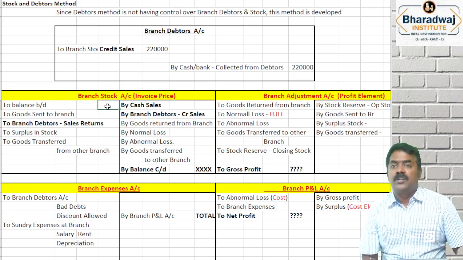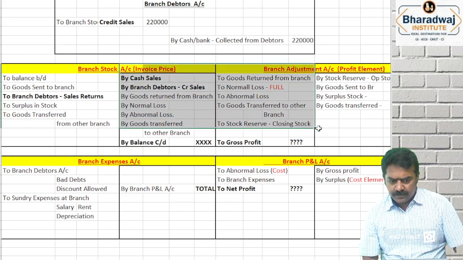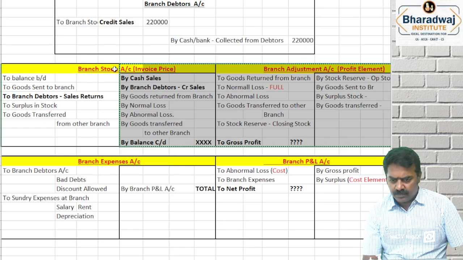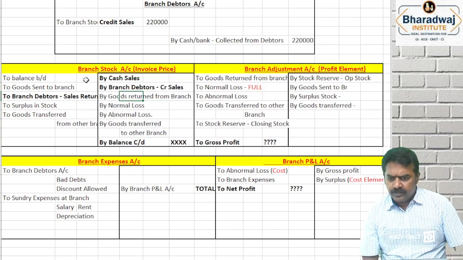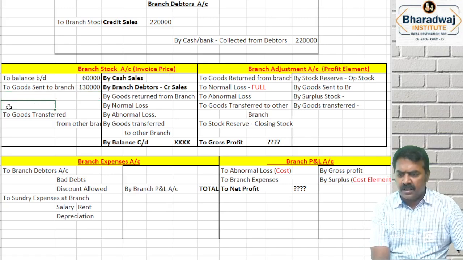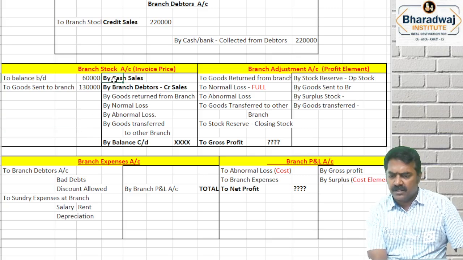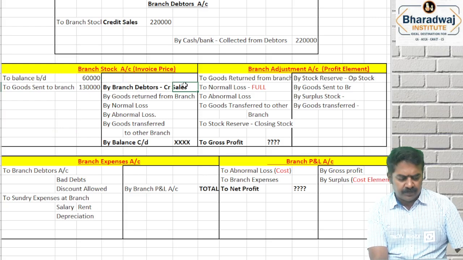Branch stock, what is opening stock? 60,000. Opening stock 60,000. Goods sent to branch 1,30,000. Any sales returns available in the question? No. Any surplus in stock? No. Any goods sent to other branch? No. Cash sales? No. Only credit sales is given. 2,20,000. Goods returned from branch?